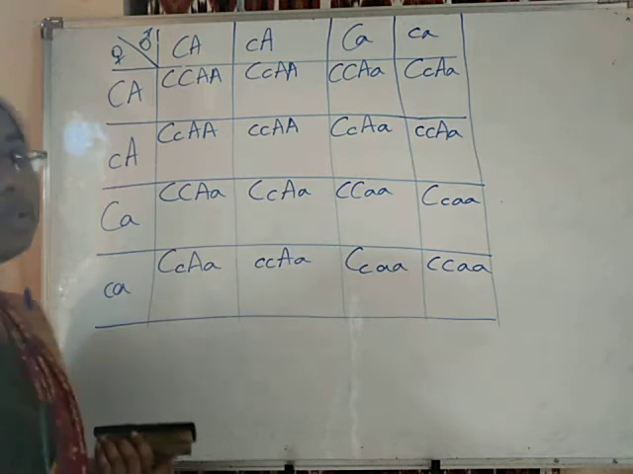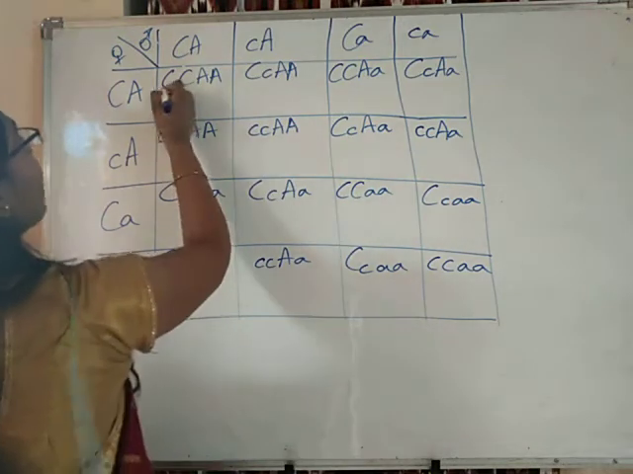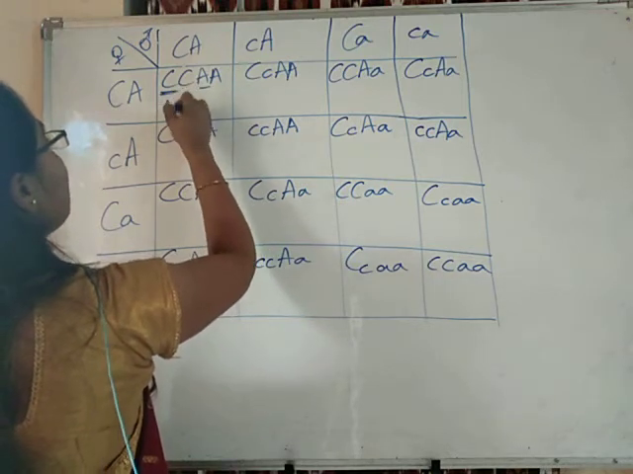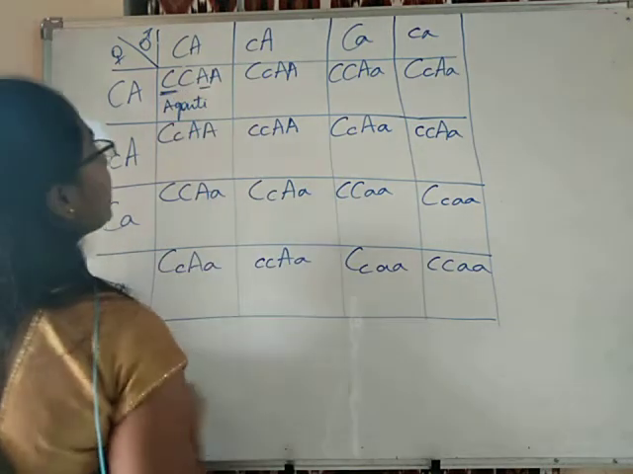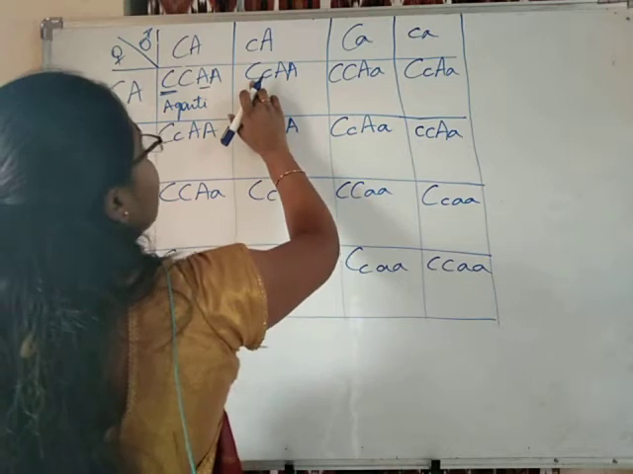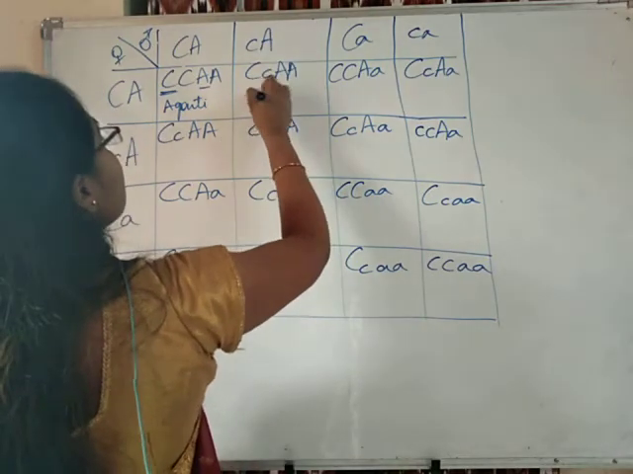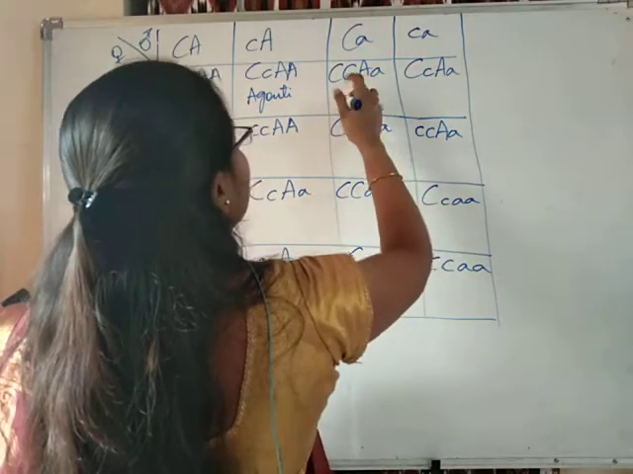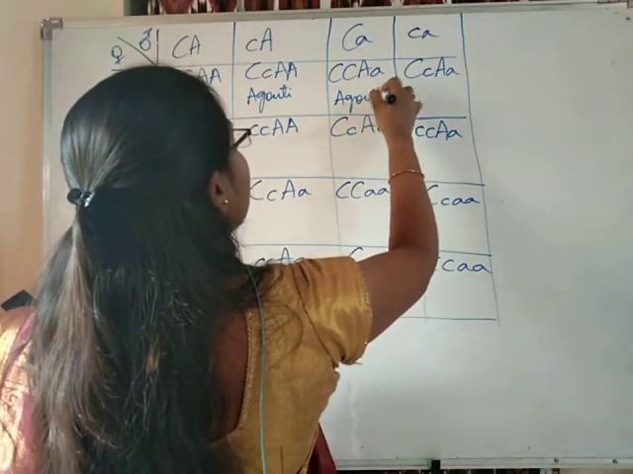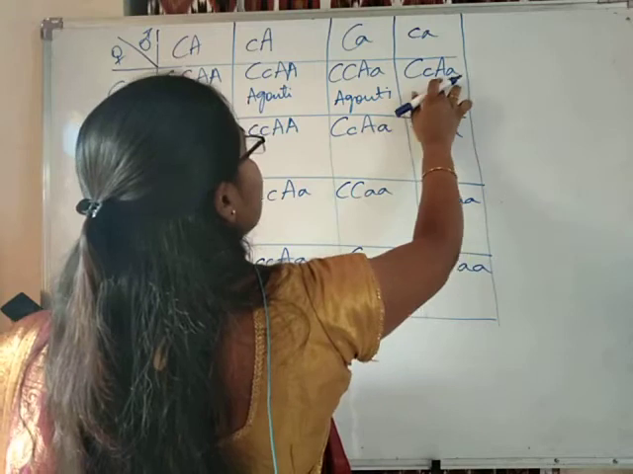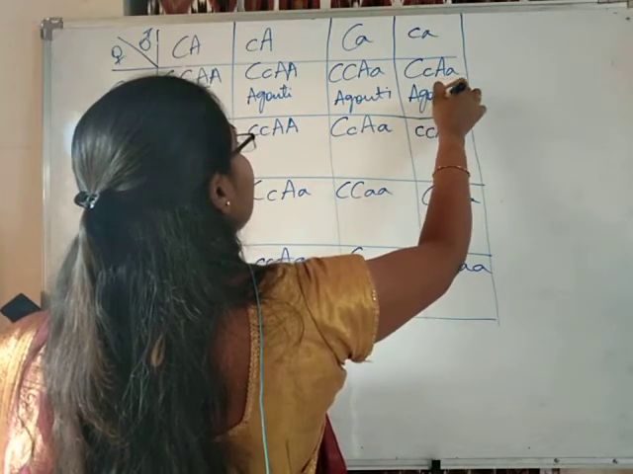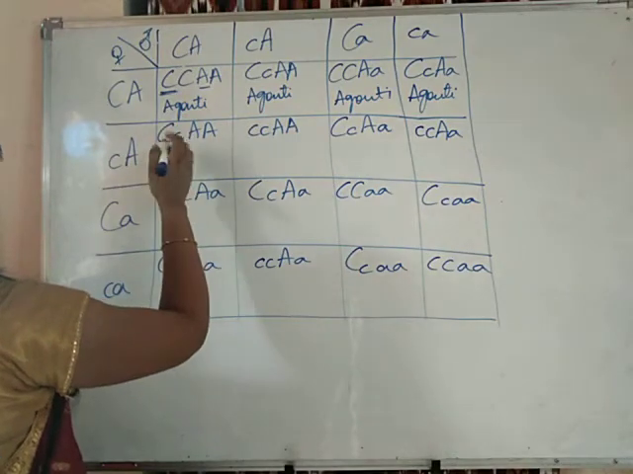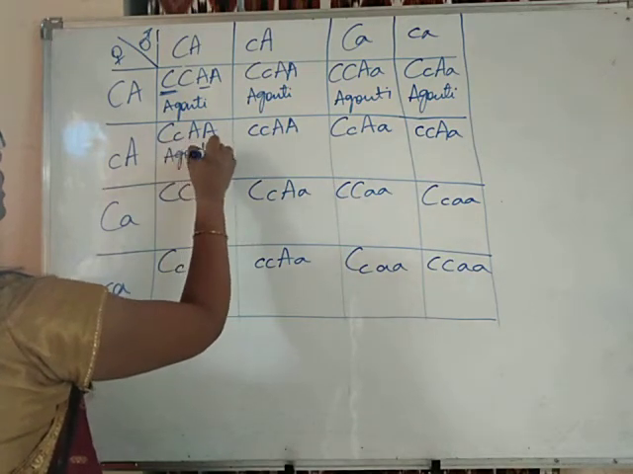Let us see what will be their phenotypes. Here we have both capital C and capital A present, so this individual will be an agouti. Then here we have one capital C and one capital A, so this individual will also be an agouti. Capital C and capital A are both present, so this will also be an agouti, and again an agouti.